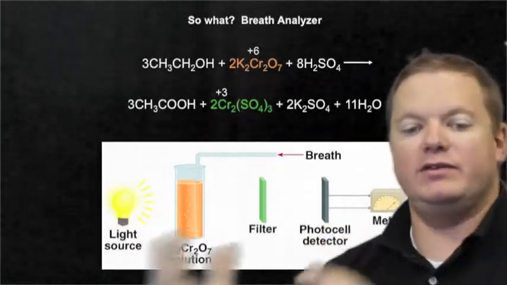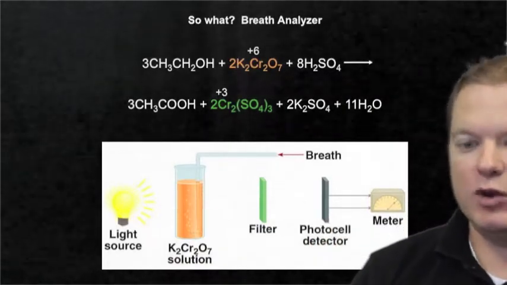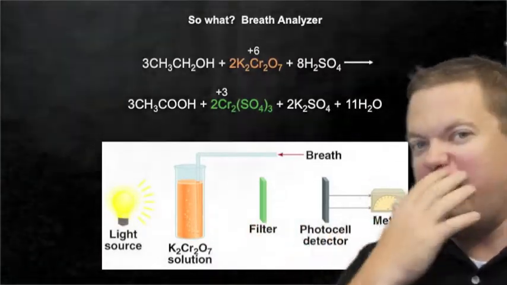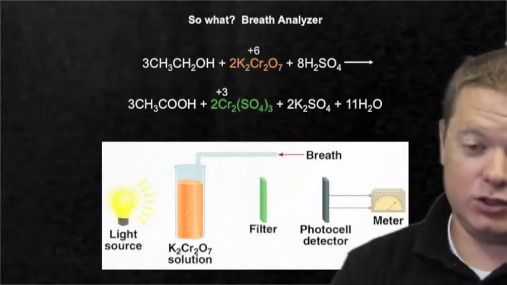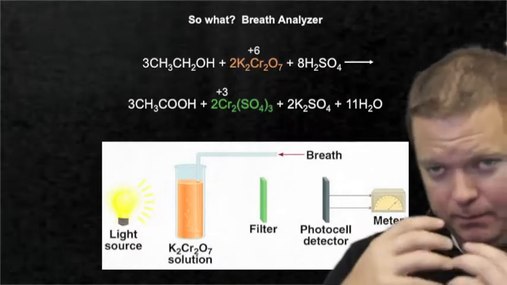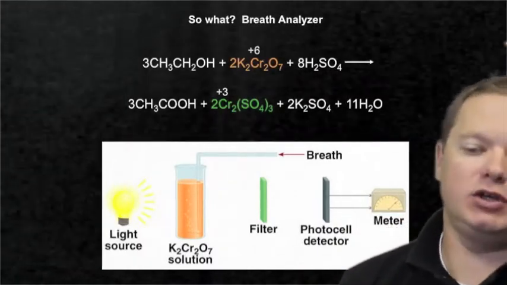So in the case that the dichromate is being reduced to the 3+ chromium, we are actually seeing a color change. And the amount of color change that occurs is directly related to the concentration of the ethanol alcohol in that breath. So that's a real life application of these types of reactions.